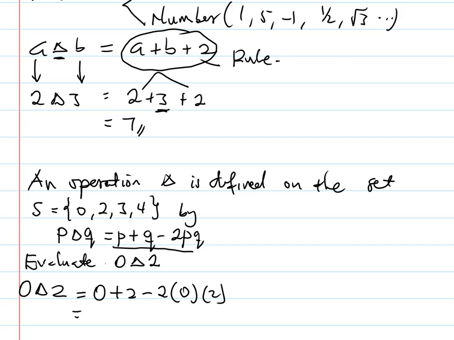What is 0 plus 2? That will give us 2. Any number multiplied by 0 will give us 0. So this whole thing will be 0. So the answer is 2, which is also part of the set.